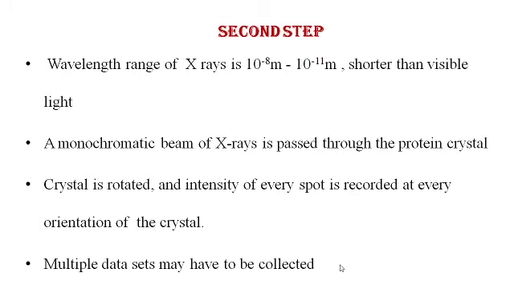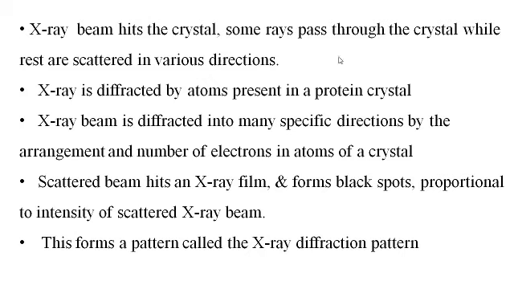Some rays pass through the crystal, while some rays are scattered in various directions from the external environment or from outside of the crystal. The X-ray is diffracted by the atoms that are present in the protein crystal. The X-ray beam is diffracted into many specific directions, which depends upon the arrangement and number of electrons that are present in the atoms of that particular crystal.